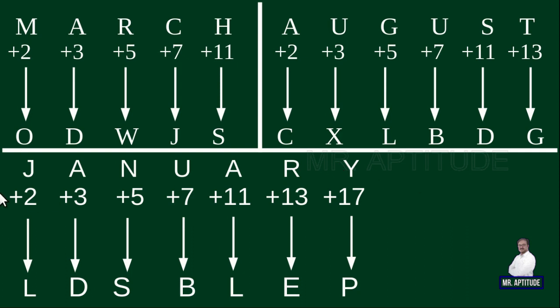Then what about these numbers? 2, 3, 5, 7, 11, 13 and 17. These numbers are prime numbers. N plus 5 is S. U plus 7 is B. A plus 11 is L. R plus 13 is E. Y plus 17 is P.